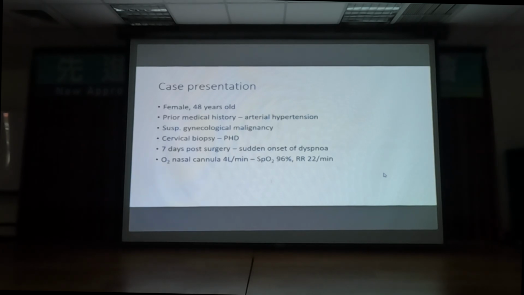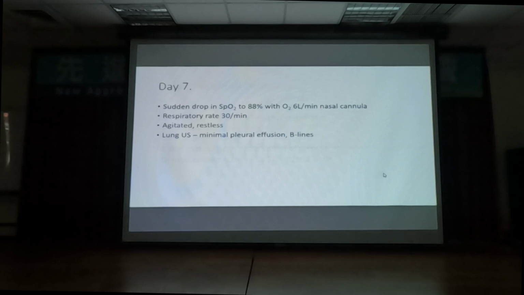So, to my case presentation: we have a 48-year-old female with a prior medical history of only mild arterial hypertension, so the woman is healthy. She had a suspected gynecological malignancy. She had a cervical biopsy, waiting for pathological diagnosis, a minimal 10-minute surgery under light general anesthesia. Seven days post-surgery, she develops a sudden onset of dyspnea, and they give her oxygen by nasal cannula, 4 liters, SpO2 is 96, respiratory rate 22, so at that point she's okay.